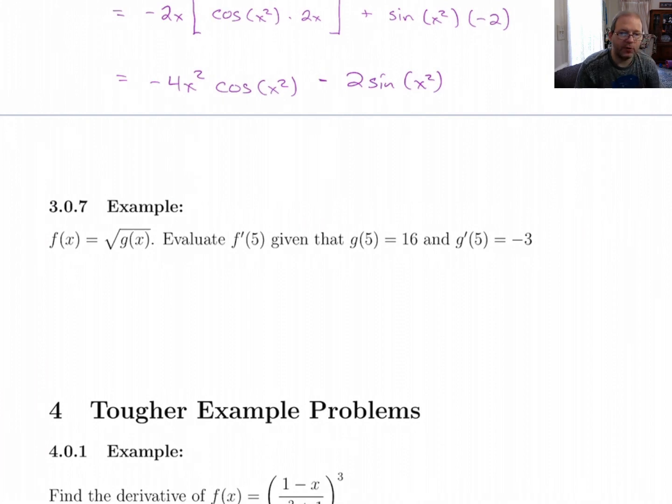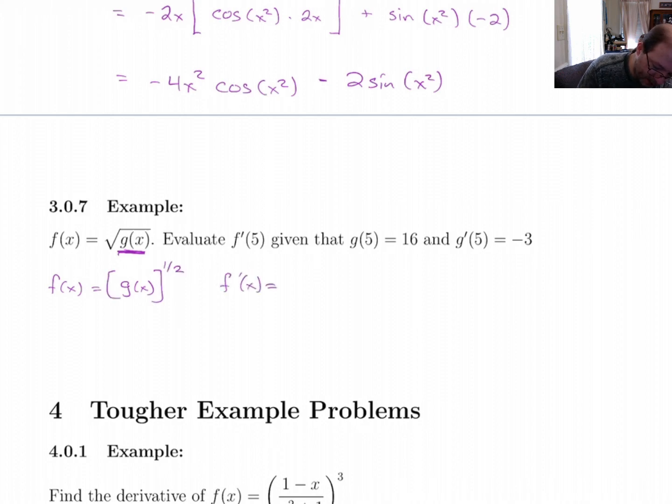And the last problem I want to do in this video is this one. It says that f of x is the square root of g of x. Find f prime of 5, given some values for g of 5 and g prime of 5. So g of x is my inside function. So f of x is g of x to the half. So f prime of x is 1/2 times g of x to the -half times g prime of x.